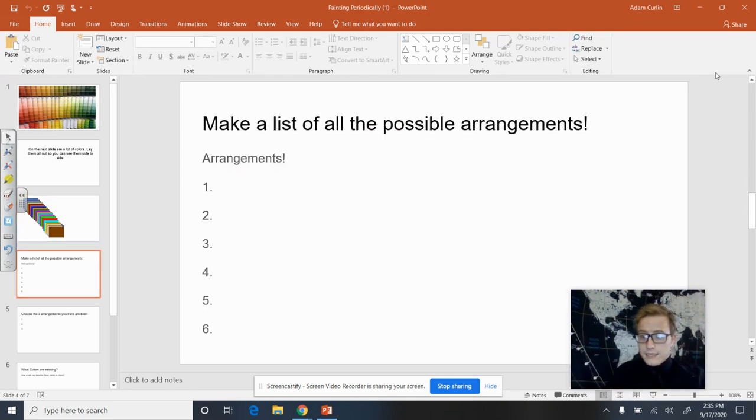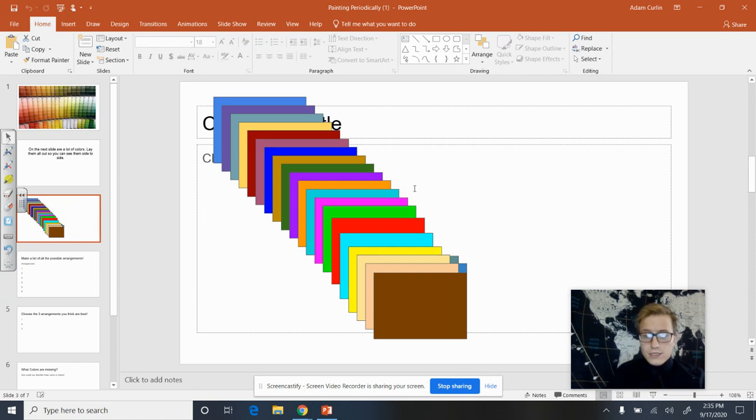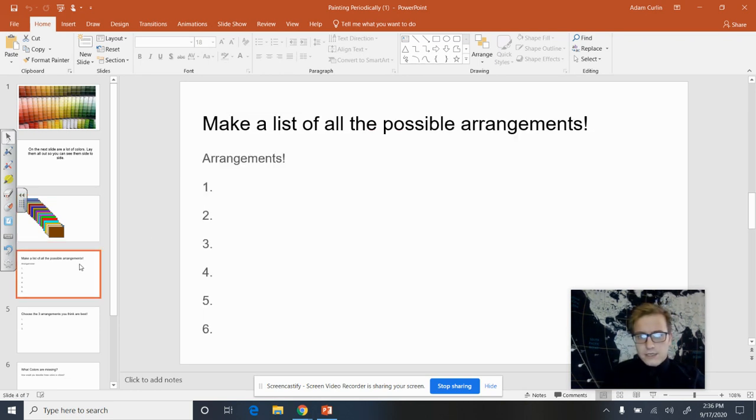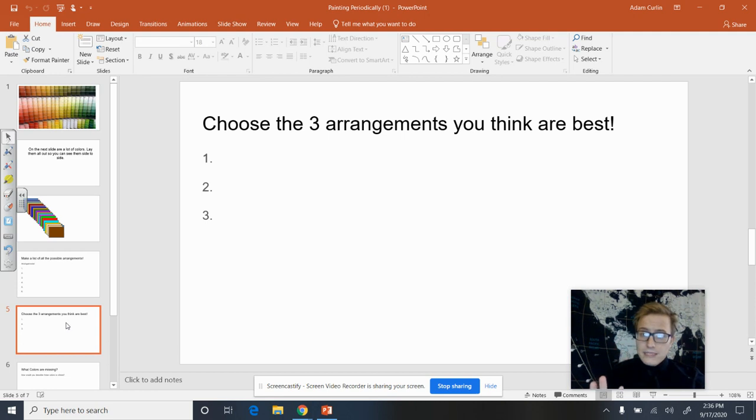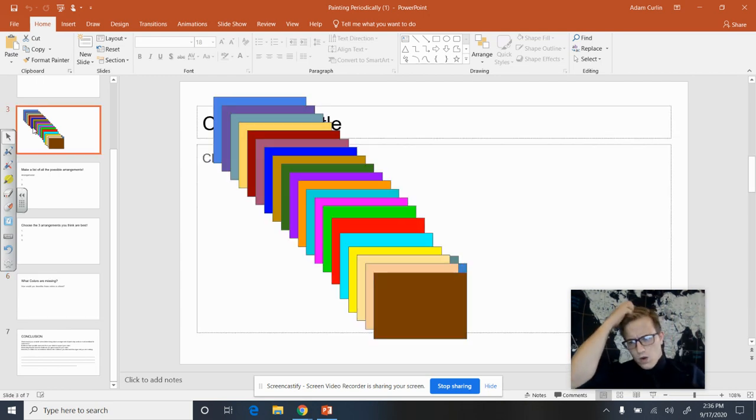Make a list of the arrangements. So how they could do that is, let's say, take a screenshot. All the kids should be pretty good at screenshot. If they're not, on the Chromebook, it's control and it's a little square with two lines. So they can take a screenshot and then make a list of all the possible arrangements. Then they're going to choose the three best arrangements. And then they're going to tell you what colors are missing from that group of colors. So they're like, oh, what colors are missing? Because it's a pattern, right? It's a periodic pattern.